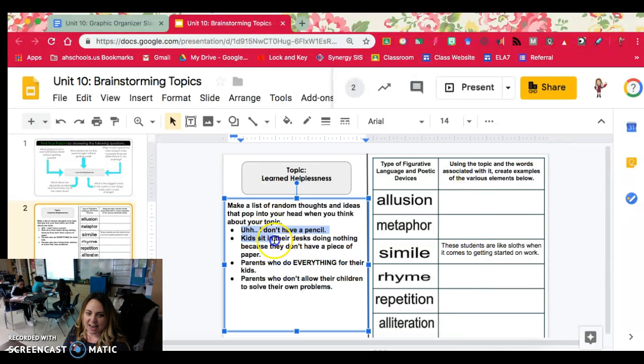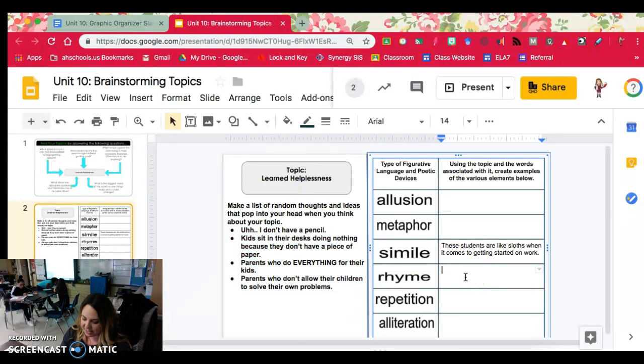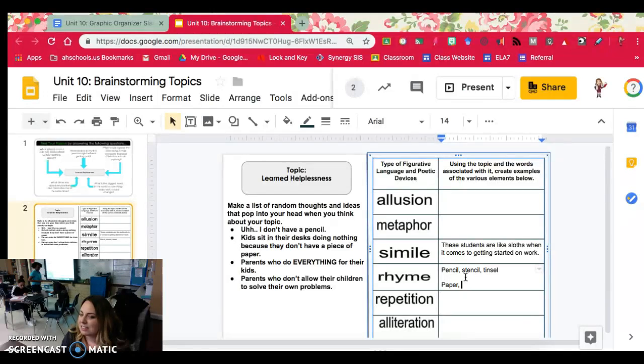If I think about the words that I used here, are there any words that rhyme with pencil? Stencil? Ooh, stencil might be cool. Pencil, stencil, tinsel. It's kind of a near rhyme. What about paper? Ooh, taper, shaper, stapler. Maybe, kind of rhyme. Okay.